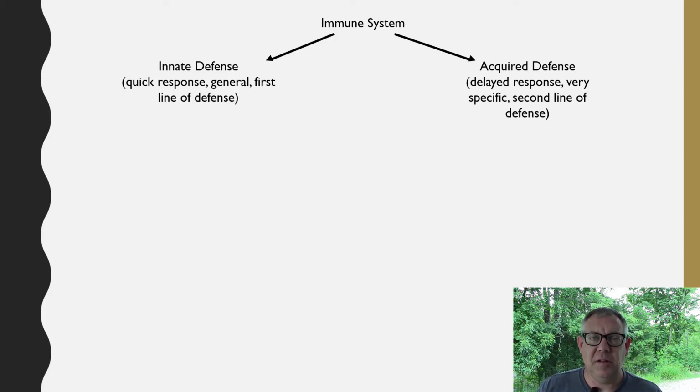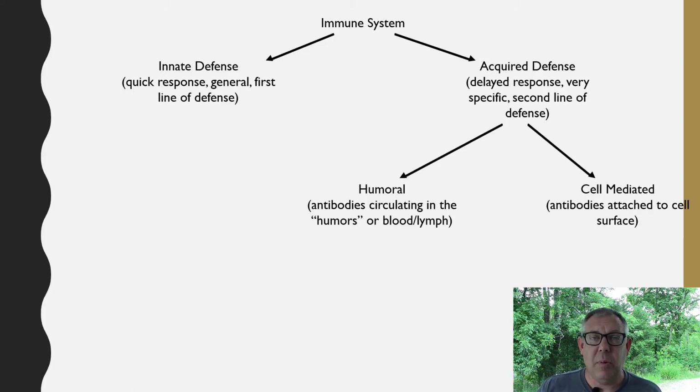And so the innate defense is your first line of defense. And it's a very rapid, quick response to a pathogen. So a pathogen is anything that's invaded your body that you need to get rid of. The acquired defense is more delayed. It's not as quick, and it's very specific. The innate defense is very general. Just anything that gets into your body, your innate defense is going to attack. The acquired defense is designed for specific invaders. And it's sort of your second line of defense. And then the acquired defense can be broken down into the humoral response and the cell-mediated response. And so we'll get into those in more detail in a little bit.